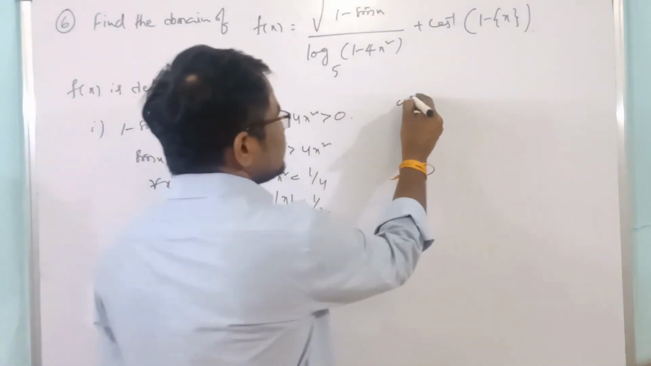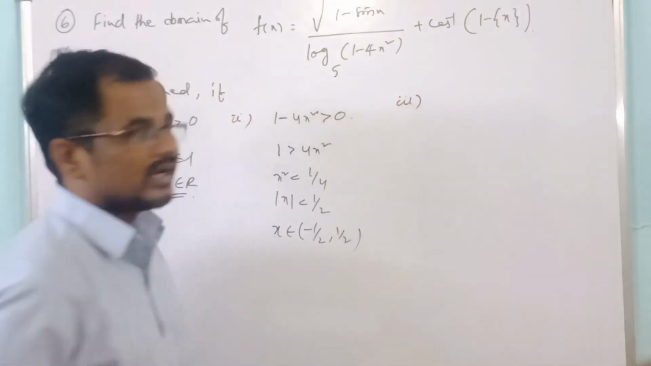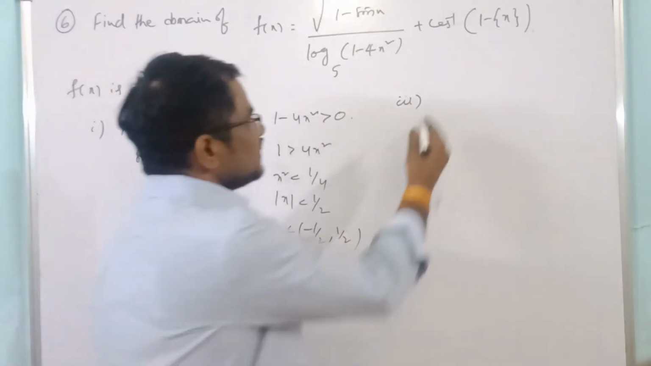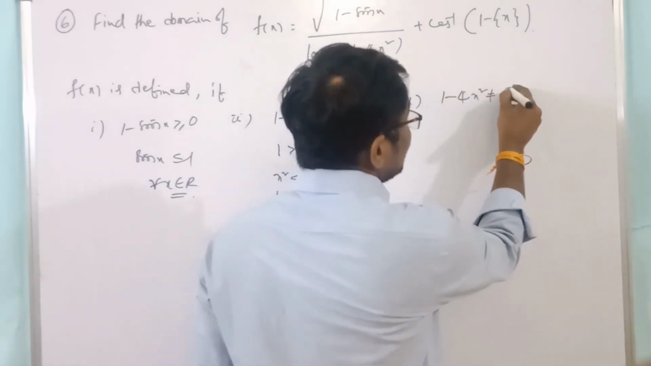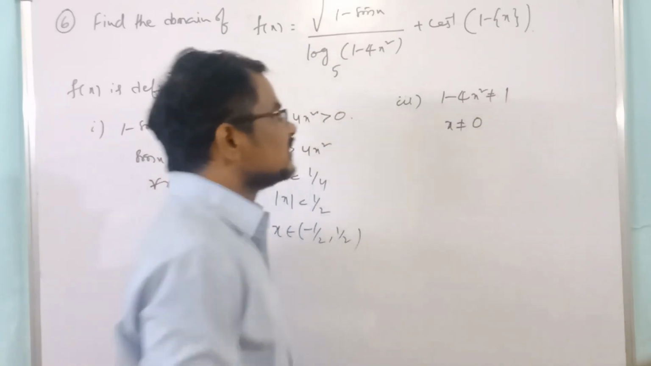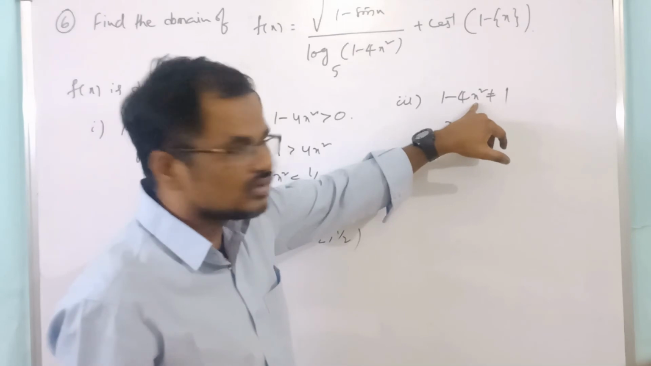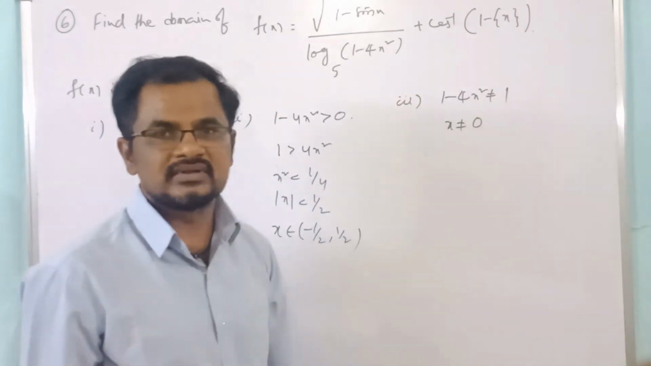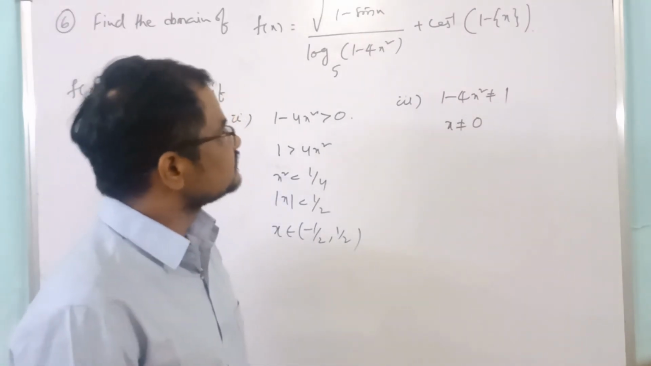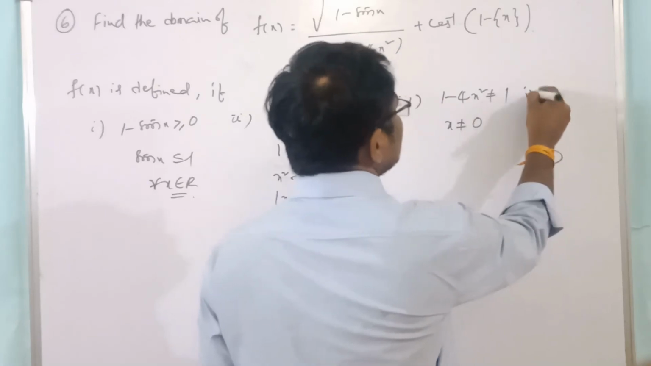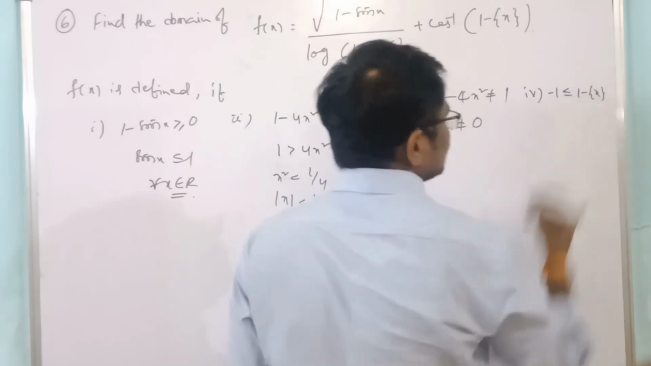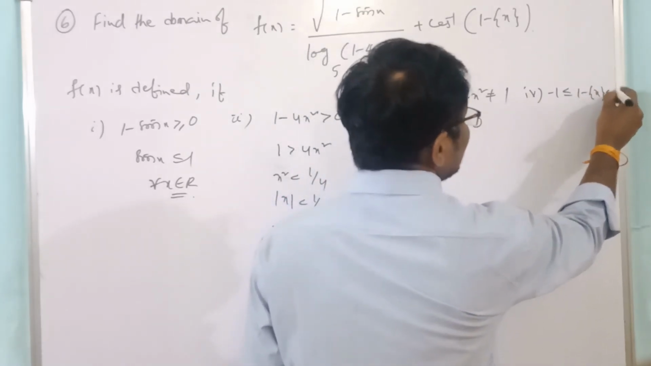Next, the third condition is what? The base is not equal to 1, because if it is equal to 1, log 1 is 0, and 1 by 0 is not defined. So that's why 1 minus 4x square is not equal to 1. It is not equal to 1 when x is not equal to 0, because if x equals 0, you will get 1 equal to 1 here. So that's why x not equal to 0, right? And the fourth condition is what? This is cos inverse, so minus 1 less than or equal to 1 minus the fractional part of x, less than or equal to 1.